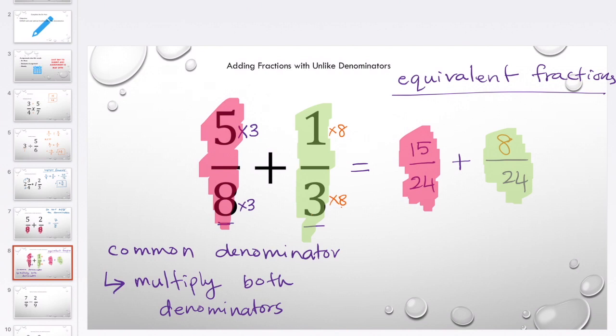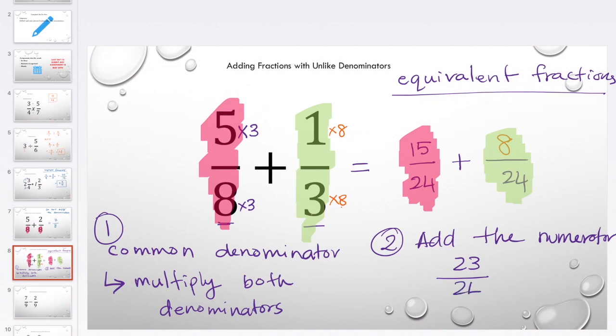Alright, so I have to add these two. Now I have like denominators. So first step is get a common denominator. Second step is add the numerators. So 15 plus 8, that's 23, over 24. I'm not adding the denominators, only the numerators. And that's the final answer because it doesn't simplify anymore. I'll leave it as it is.